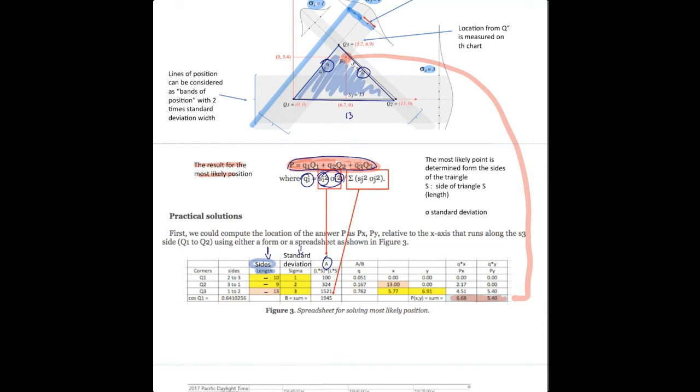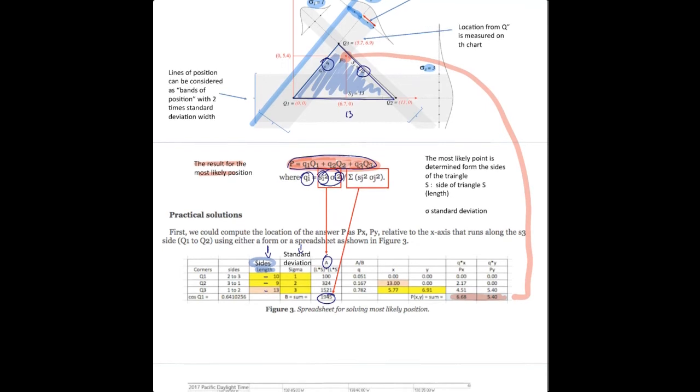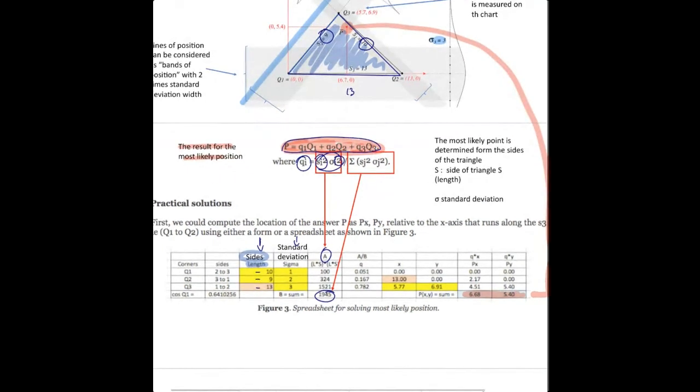What do we do then? We divide it by the sum of all A's. So we add 100 plus 324 plus 1521. This gives us in total 1945. And so what do we do then? Then we divide 100 by 1945. This is 324 divided by 1945.